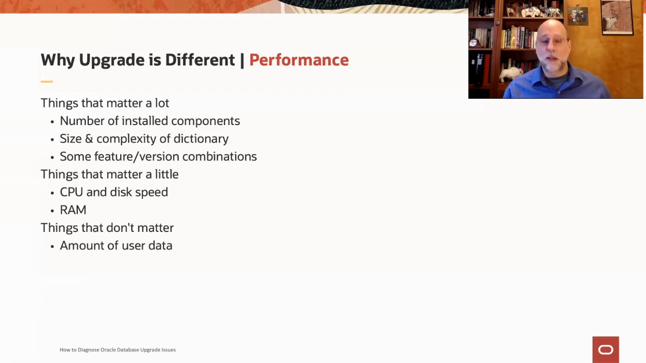In fact, that is a nice little fallback mechanism that we talk about when we talk about our fallback techniques that are available for the upgrade. So this means that you could have a 50 gigabyte database with a very complex dictionary that takes longer to upgrade than a 500 terabyte database with a simple schema.